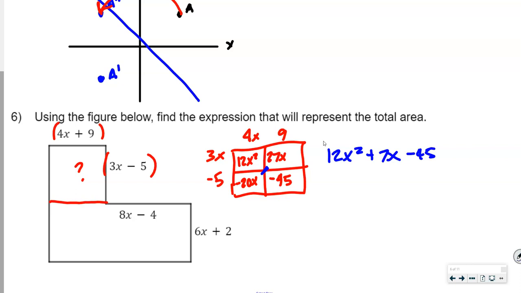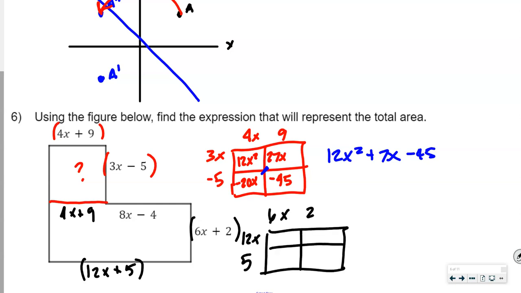Now what we need to do is bring this 4x plus 9 down here because we've got to find our base, and then we have our height, right? We already have our height. So we're going to add 4x to 8x. That's 12x. 9 minus 4 is 5, so that's plus 5. So now we're going to multiply these two together, and we're going to add the two areas together once we find them. Okay, so we're going to do the same thing we did before here, 6x and 2, and we're going to do 12x and 5.